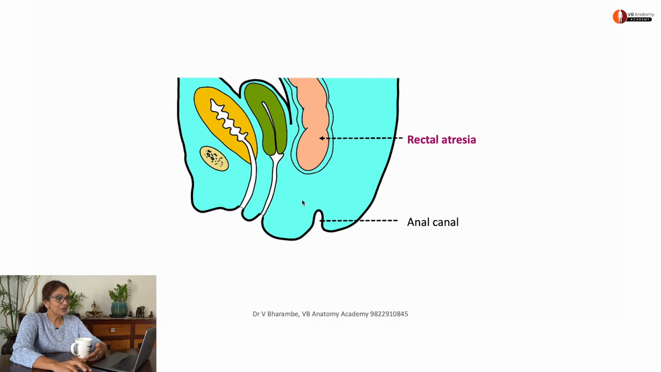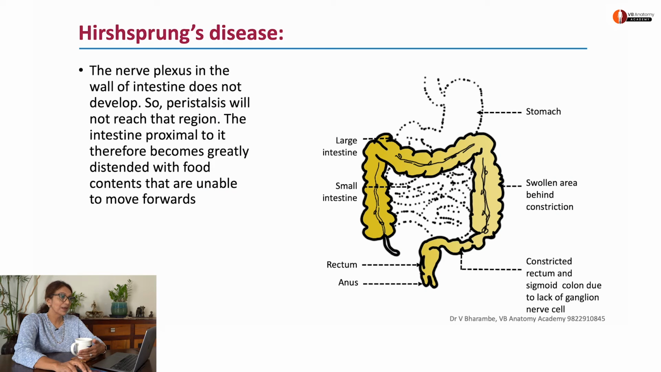Here you're seeing a case of rectal atresia, where the lower part of the rectum has not developed. This is likely to be due to poor blood supply, it can be lack of recanalization, and so on. Finally, Hirschsprung's disease. This is a condition wherein the nerve plexus in a part of the intestine does not develop. So when the material in the GIT reaches that point, it's unable to move forwards due to lack of peristalsis there. So the gut tube above it becomes dilated. The condition is called Hirschsprung's disease.